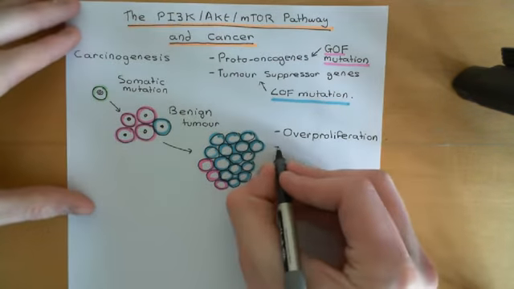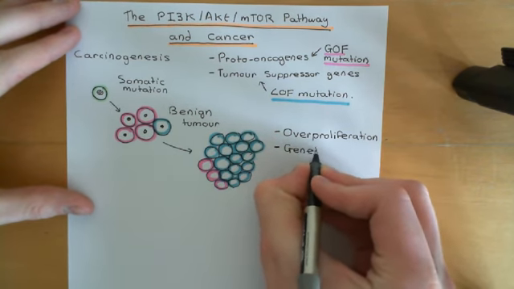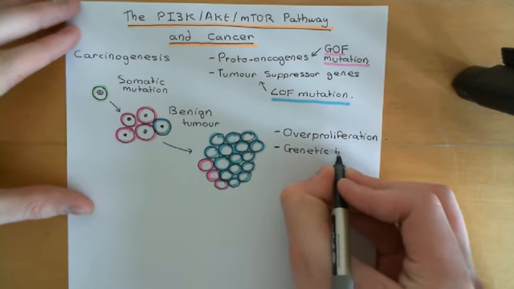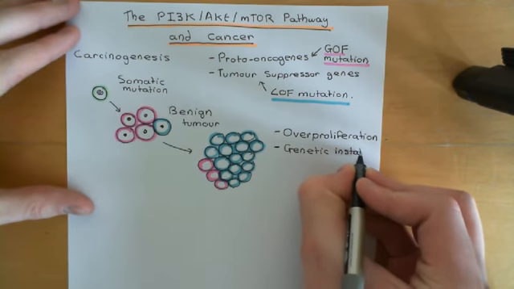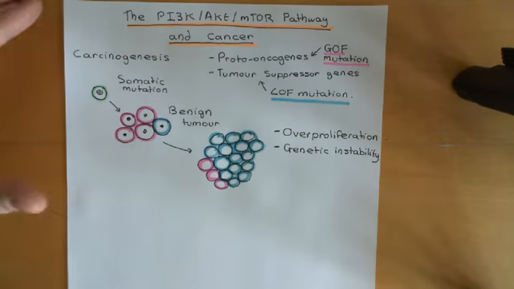Okay, another phenotype of cancerous cells is genetic instability, and this one's very, very important. Okay, so what do I mean by genetic instability? Genetic instability means that cancer cells undergo mutations far more rapidly than normal cells. Okay, so why is this? Well, cells are getting damage to their DNA all the time that could lead to mutations occurring.